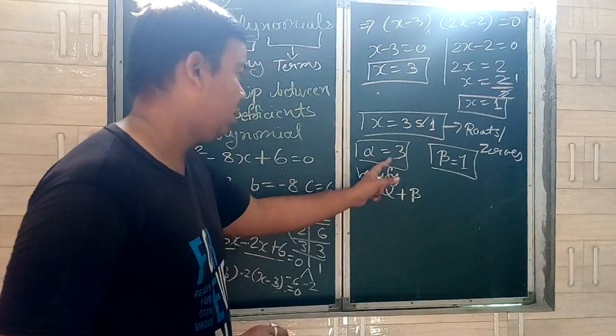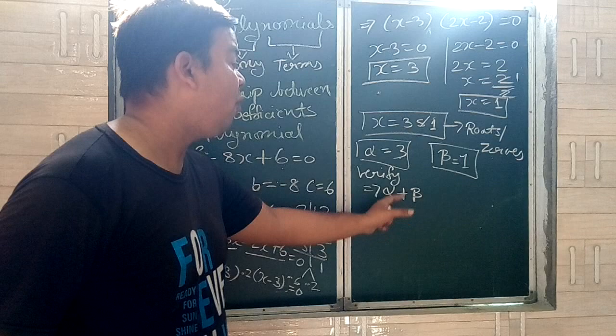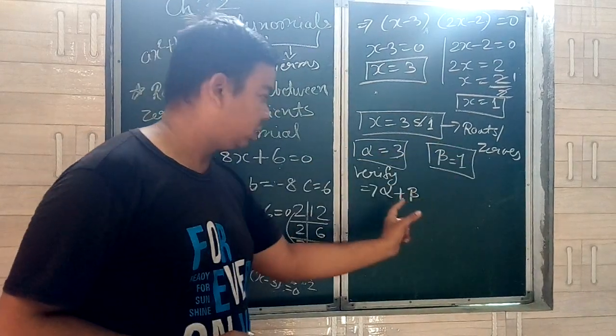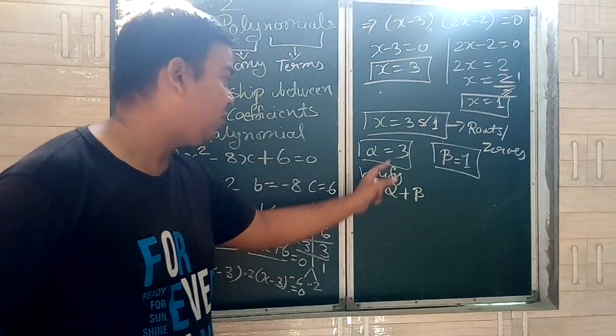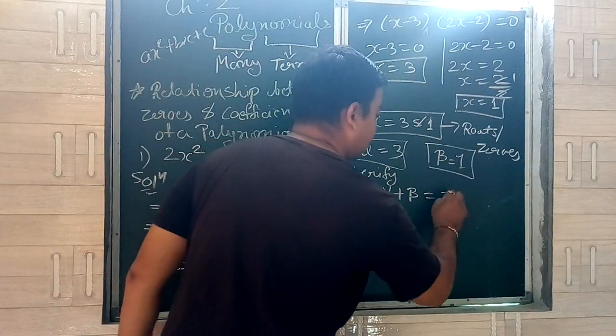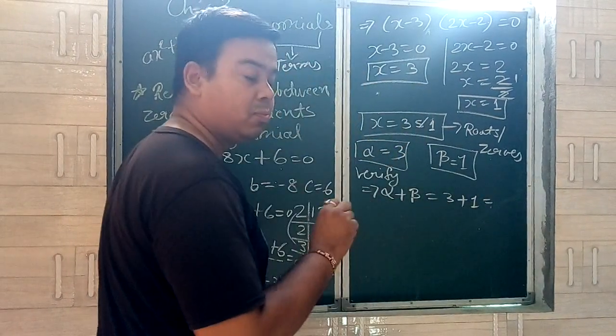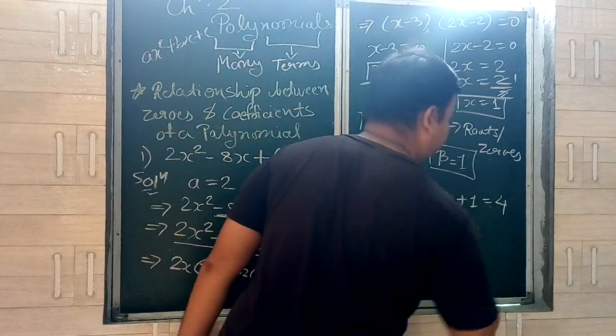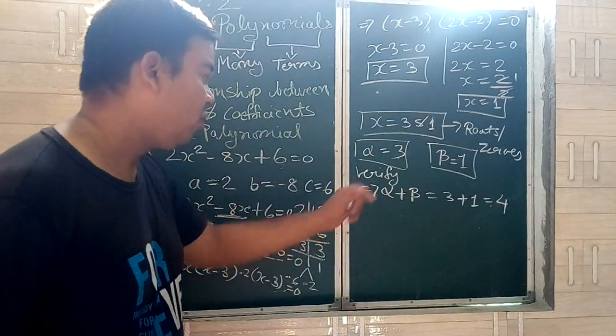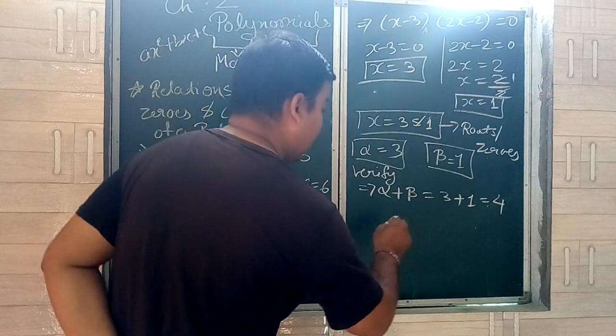Alpha plus beta means the sum of the two zeros or two roots. Alpha is 3, beta is 1. 3 plus 1 is 4. Now verify.